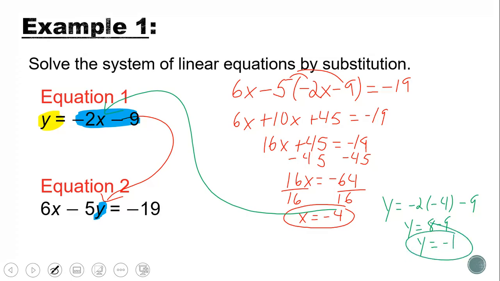So now I have my solution here. Remember, your solution to any system of equations is an ordered pair. Your x value is equal to negative 4, and your y value is equal to negative 1. If I wanted to, I could plug that point back into both of my equations to check my solution. I would see that it is true, that it works for both of these equations. I could also graph both of my equations in Desmos and look at the point of intersection, and those two graphs would intersect at the point negative 4, comma, negative 1.